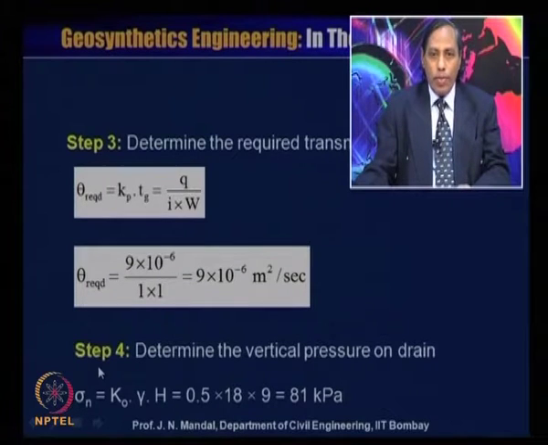Now, step 4 is to determine the vertical pressure on the drain. You have to find out what the pressure acting on the wall will be. Here sigma n is equal to K0 into gamma into H. K0 is considered 0.5, gamma is 18 and H is 9 meter. So, 0.5 into 18 into 9 gives 81 kilopascal.